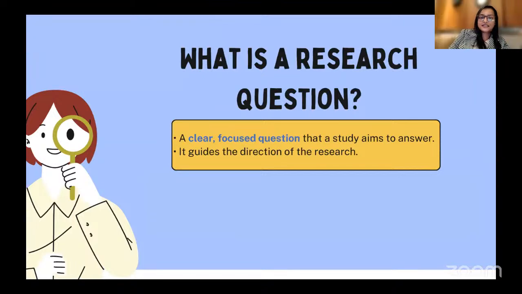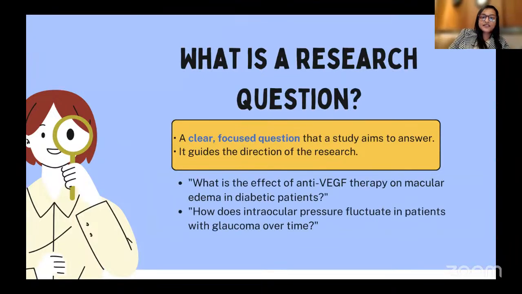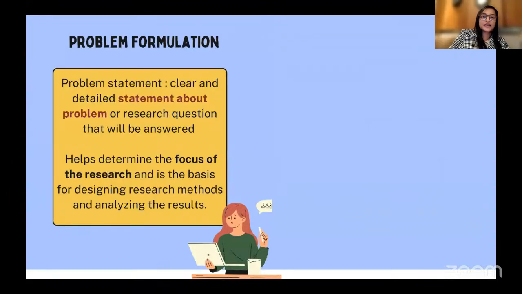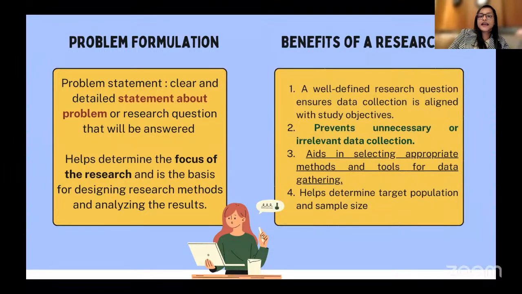So, what is a research question? The main aim of the research question is to guide the direction of the research. For example, what's the effect of anti-VEGF therapy on macular edema in diabetics? Or how does intraocular pressure fluctuate in patients with glaucoma over time? These are some simple questions that require to be answered, and they are the basis for designing the method and analyzing the results. So, how do we benefit from a research question? It prevents unnecessary or irrelevant data collection, and it helps you select the appropriate tools for the data gathering.